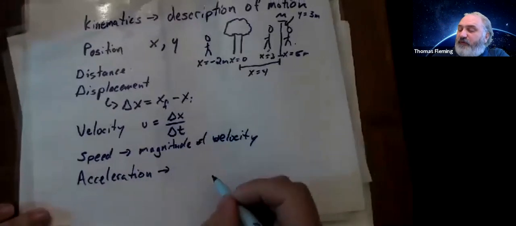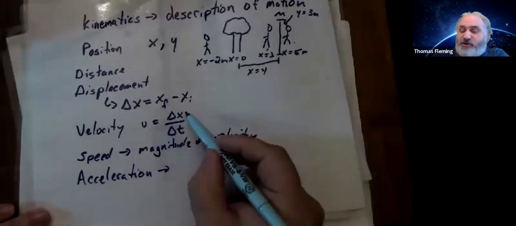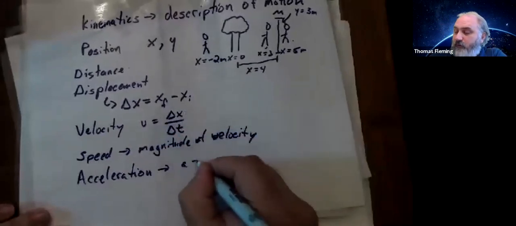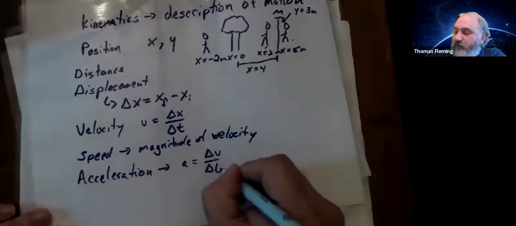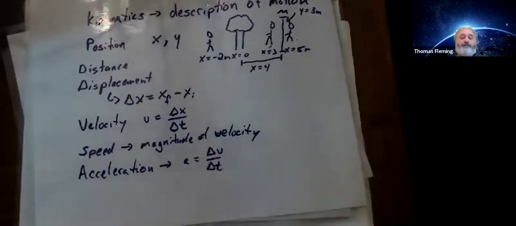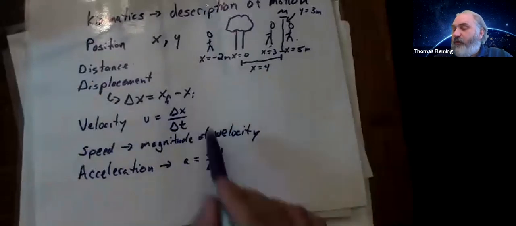And just like velocity was the rate of change of position over time, the acceleration was the rate of change of velocity over time. Right? So you have an acceleration if your velocity is changing from moment to moment.